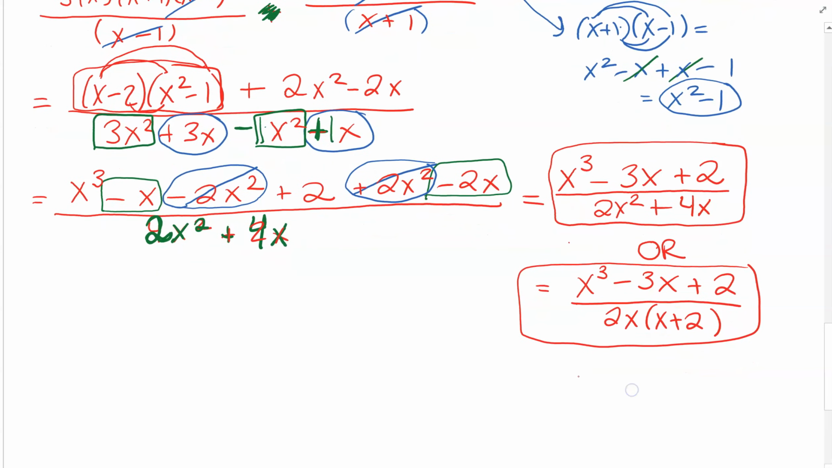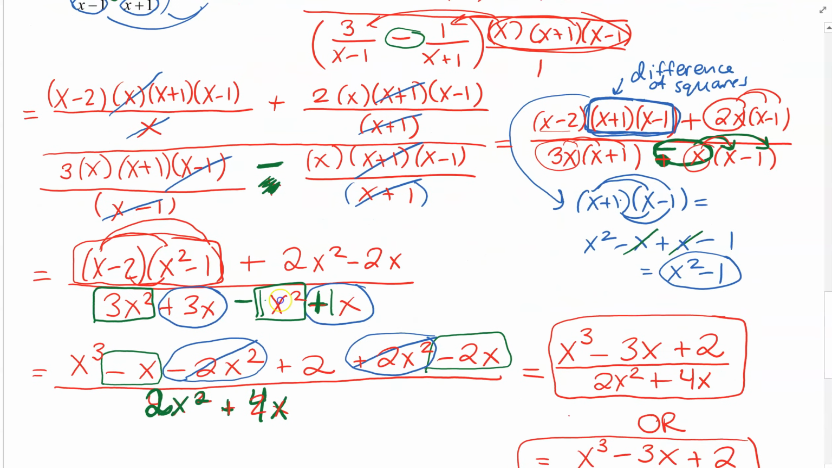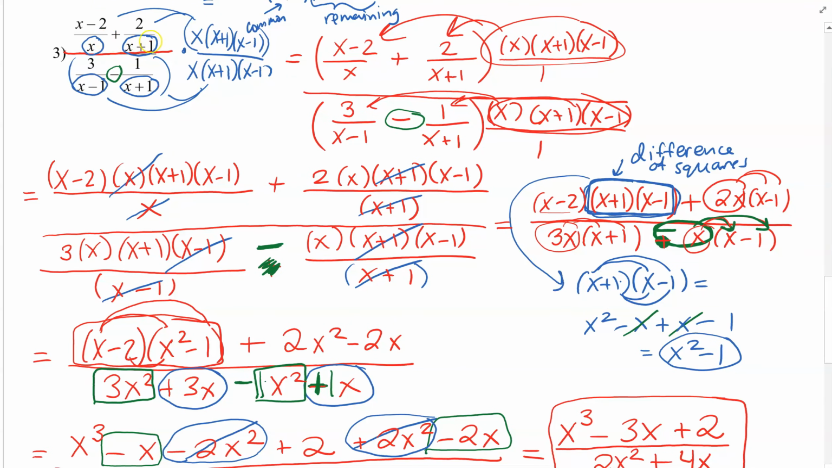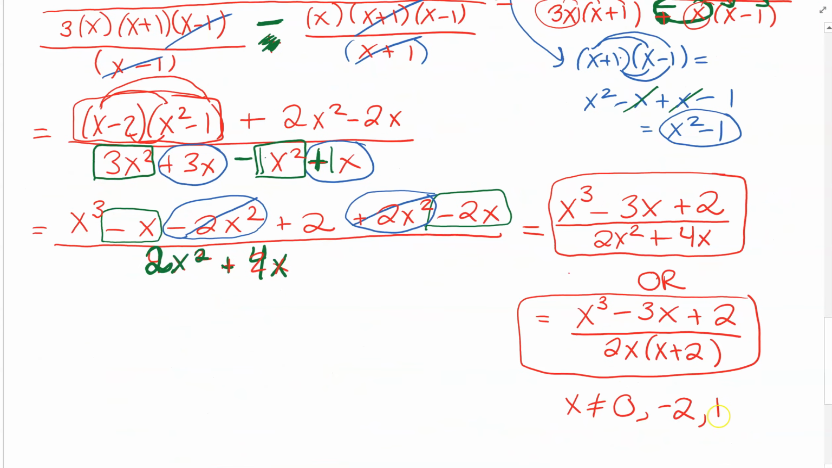And then for my excluded values, I notice that x can't be 0 because of this factor. It can't be negative 2 because of that factor. But then if you go back to the original problem and look at all of the original denominators, you can see it can't be negative 1 or positive 1 either. So there are 4 things that x can't be for this problem.